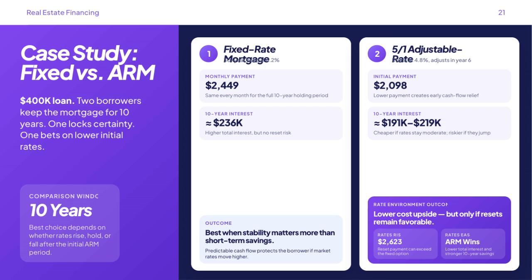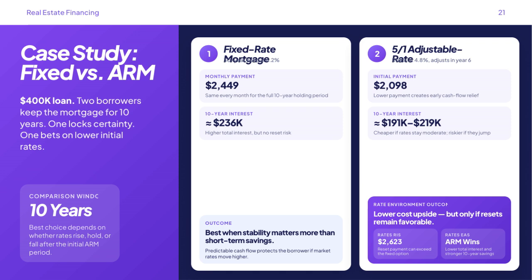This lower payment provides some early cash flow relief. However, the rate adjusts after year 5, so there's uncertainty beyond that point. If market rates stay moderate or decrease, total interest paid could range from about $191,000 to $219,000 over 10 years, potentially saving you money compared to the fixed rate.